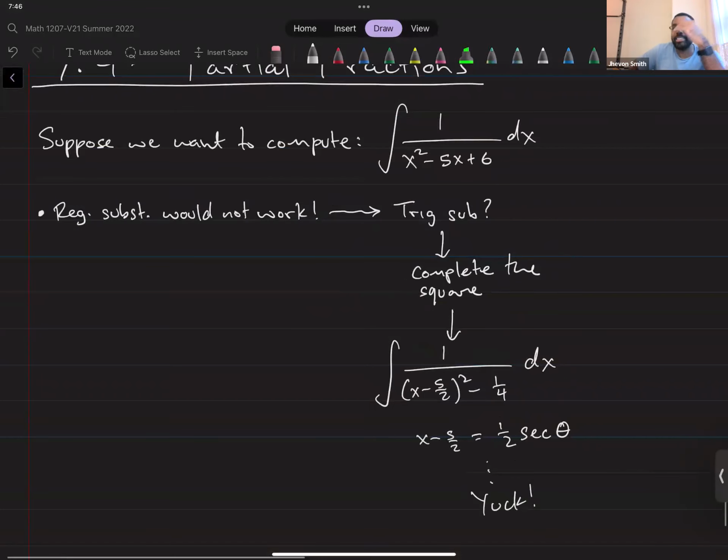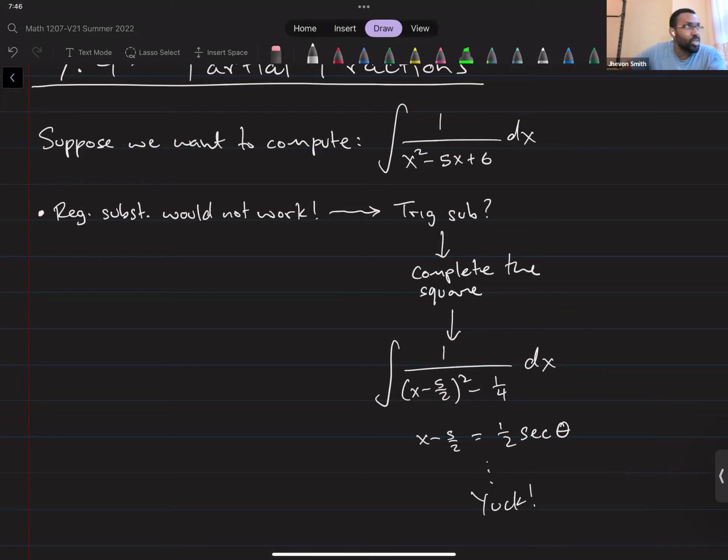You don't want to. I mean, we could do it at this point, but after we learn all the techniques, you're going to start to realize that trig sub is really one of the worst. You kind of don't want to do it if you can avoid it. It's just too computationally heavy, right?